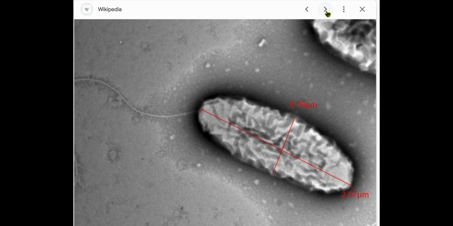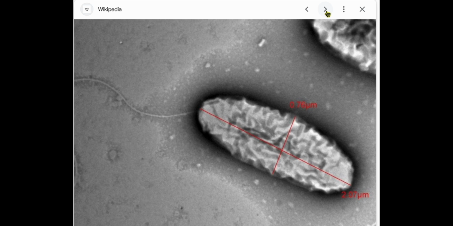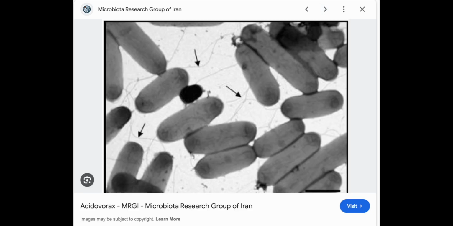Morphologically, Acidovorax cells present as straight or slightly curved rods. These rods are relatively small, measuring 1.5 micrometers in length and 0.5 to 1 micrometers in width. Acidovorax are observed either as solitary cells or arranged in short chains, further aiding in their identification.